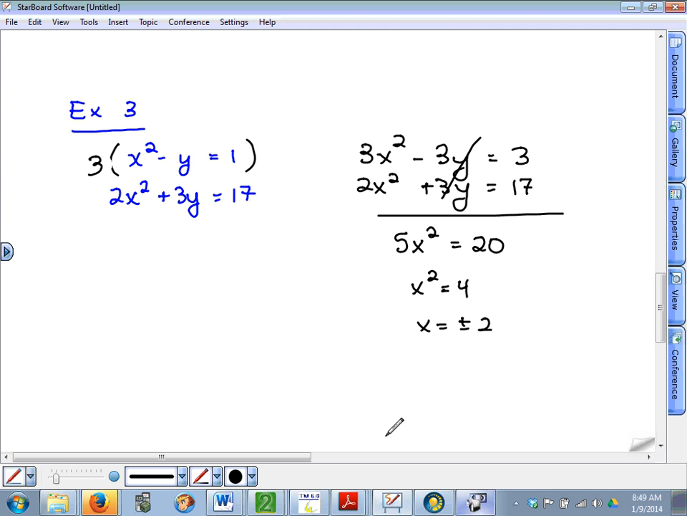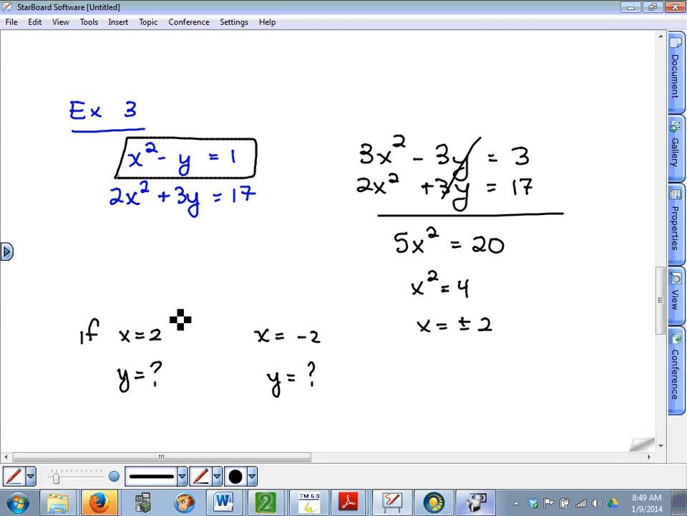X equals plus or minus 2. Is that what you guys got? Okay. Well, if x equals 2, we got to find out what y equals. If x equals negative 2, we got to figure out what y equals. So, how do we figure out what y equals? Which one are we going to plug it into, though? The top one? It's easier. Now, the top equation is going to give you the same value of y at both times, regardless if x equals 2 or x equals negative 2.